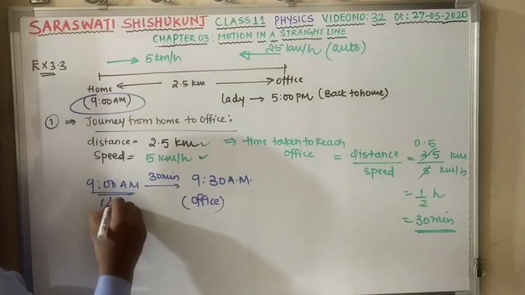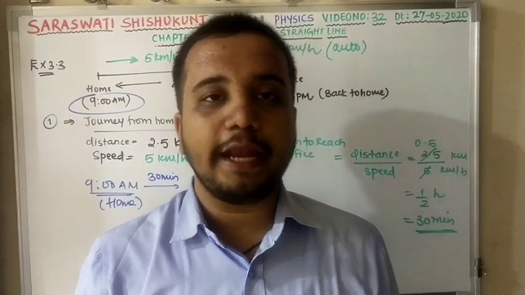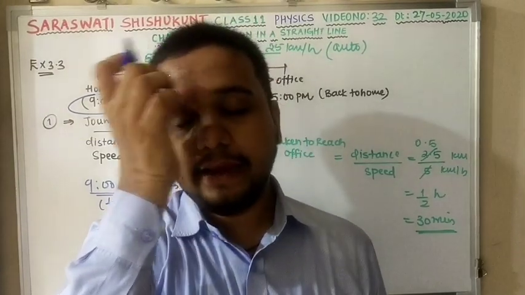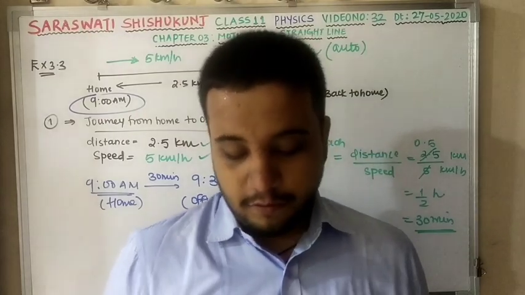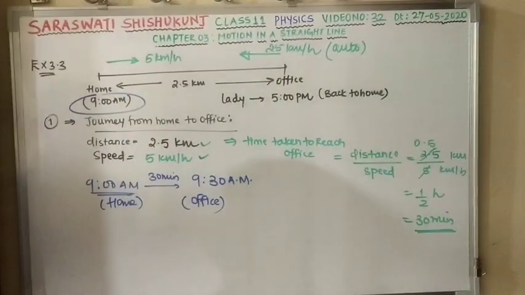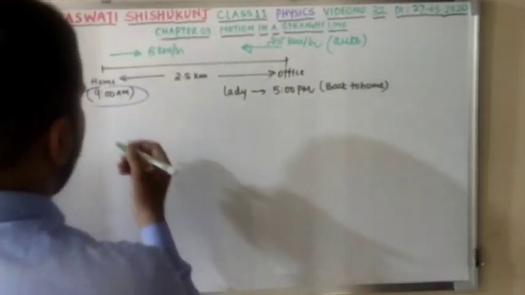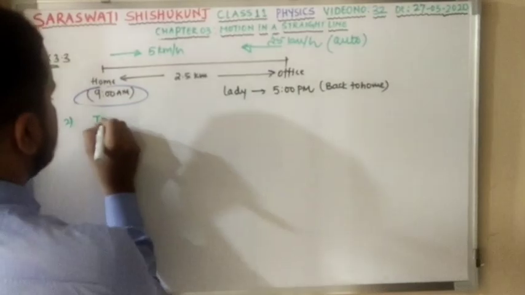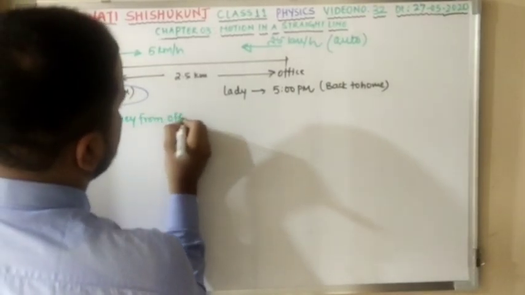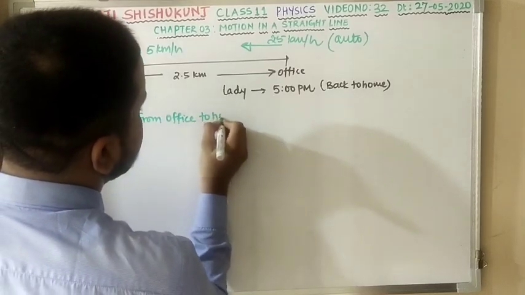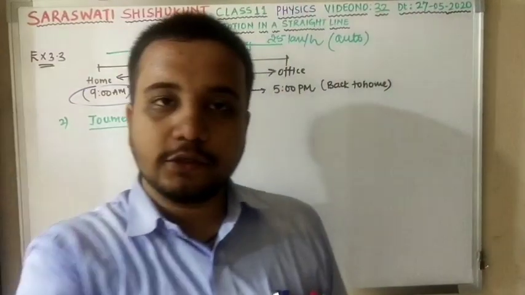Till this clear? This is at home, and this is at office. She starts her journey from 9 a.m. and reaches the office at 9:30 a.m. Now moving to the next, the second journey, from office to home. Office to home means she is returning back home from the office.